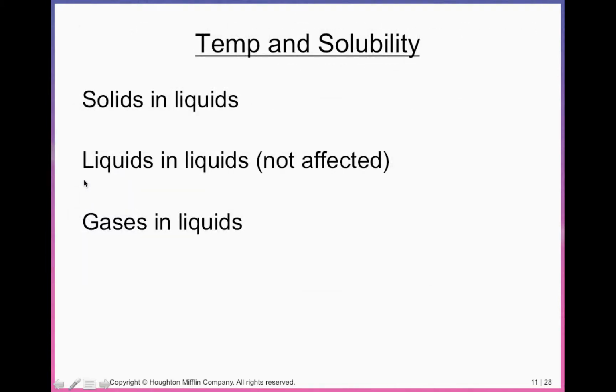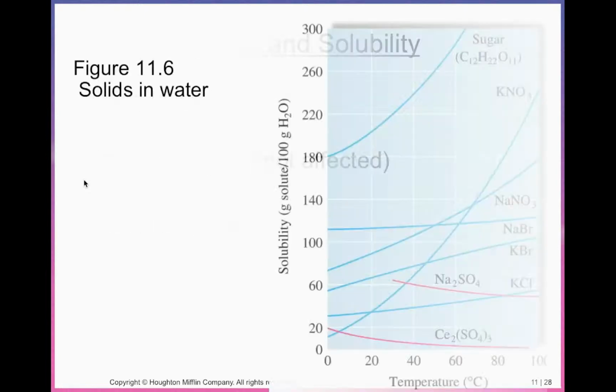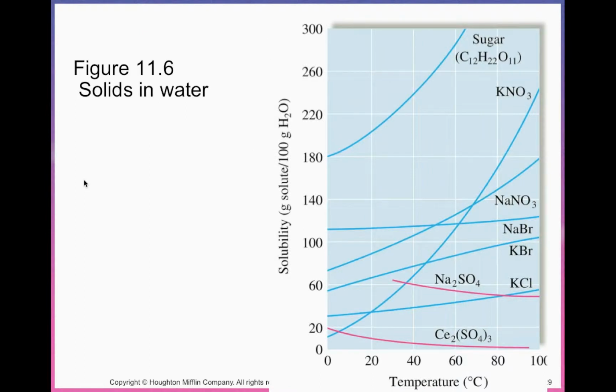Next thing we want to check out is the effect of temperature on solubility. We're going to look at solids and liquids and gases and liquids. So here's a chart that almost every chemistry text has. This would be a figure probably 12.6 in your book. So let's take a look at what we have here. On the left we have the solubility, which is measured in grams of solute per 100 grams of water. And then down here we have the temperature increasing as we go from left to right.